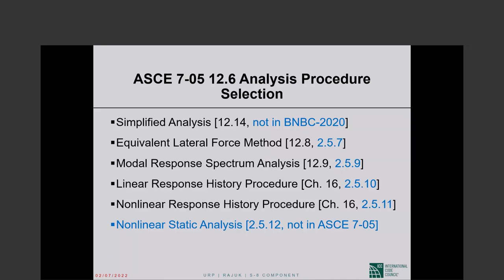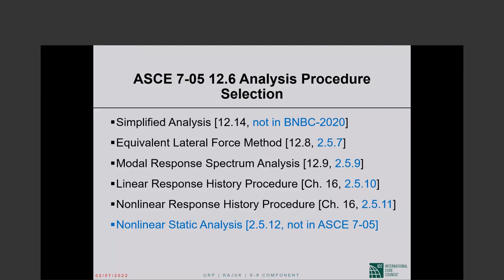Equivalent lateral force procedure, which we will do today, section 12.8 of ASCE 7-16 of BNBC. Modal response spectrum analysis, I will do that next Monday, 12.9 of ASCE 7 and 2.5.9 of BNBC. Then there are linear response history and non-linear response history procedures. Okay, I will not go there.